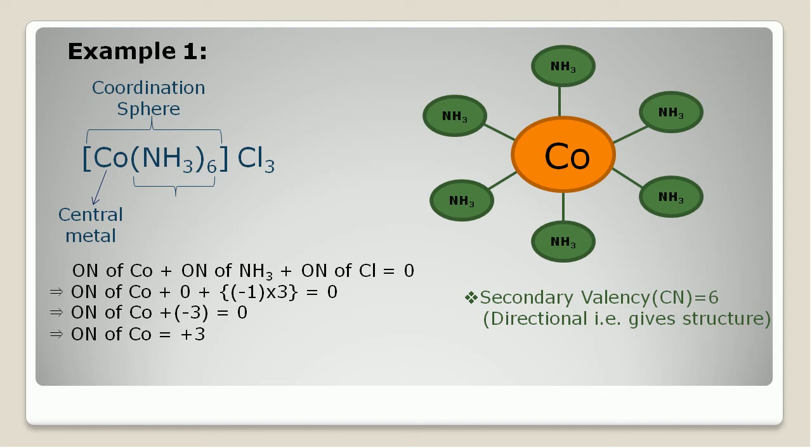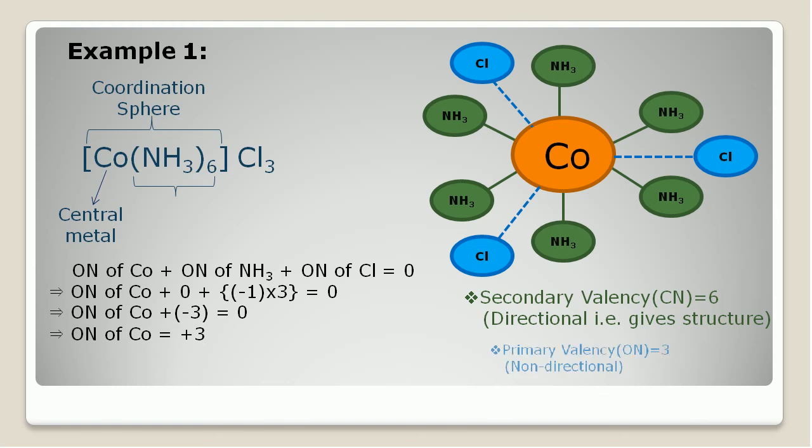As we can see, this oxidation number of cobalt is only because of the 3 chlorine atoms present outside the coordination sphere. Hence we can say that the primary valency is satisfied by these 3 chlorine atoms only. In structure, the primary valency can be shown using dotted lines, which is 3 in this case. The primary valencies are non-directional, that is, they do not give structure to the compound. Now let us go to another example.